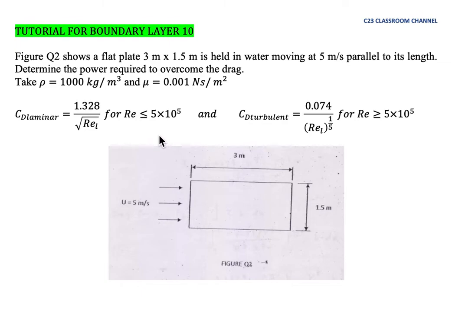So the question asks us to find what is the power, and the CD for laminar and CD for turbulent is given in this question. So this means that you need to choose whether to use laminar or turbulent, or you need to consider both laminar and turbulent boundary layer.